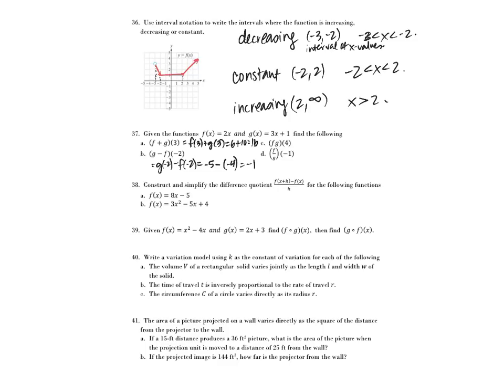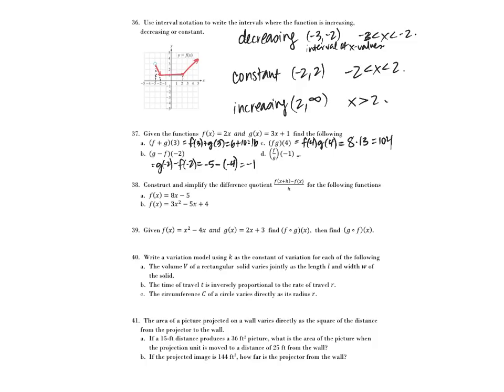F times g of 4, that's f of 4 times g of 4. And if I plug 4 into f, that's 8. 2 times 4 is 8. And I want to multiply that by g of 4, which is 3 times 4 is 12, plus 1 is 13. So 8 times 13 is 104.